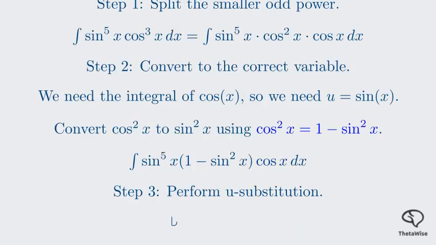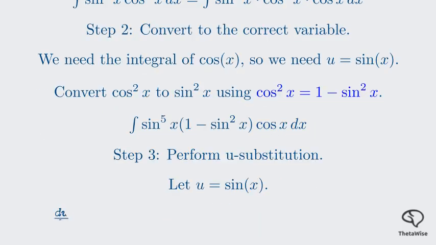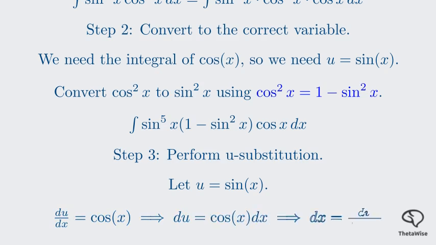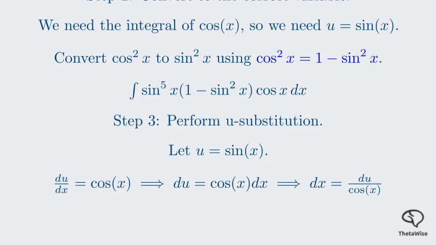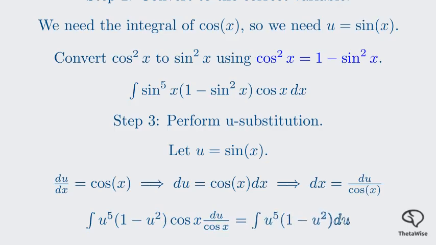Now we substitute u equals sine x. The derivative du is cosine x dx. So dx is du divided by cosine x. Plugging this in, we get the integral of u to the fifth times 1 minus u squared times cosine x divided by cosine x.